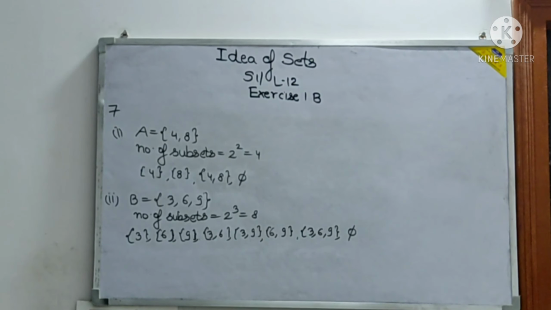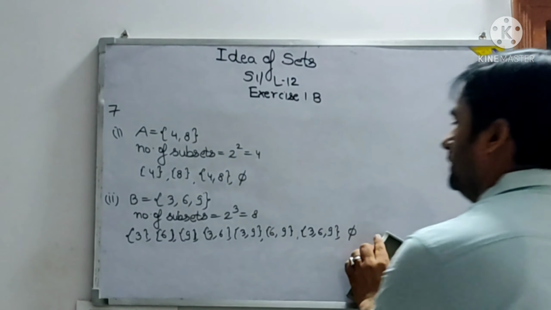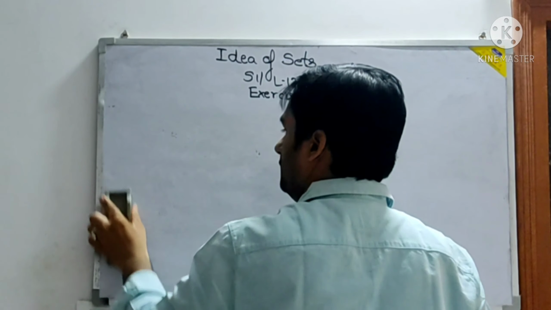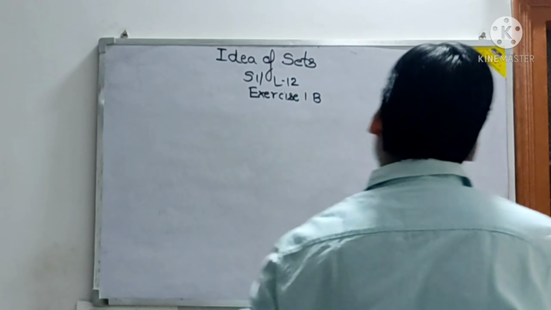Third part is 4 elements are here. Let me rub this one first. So 7th third part.